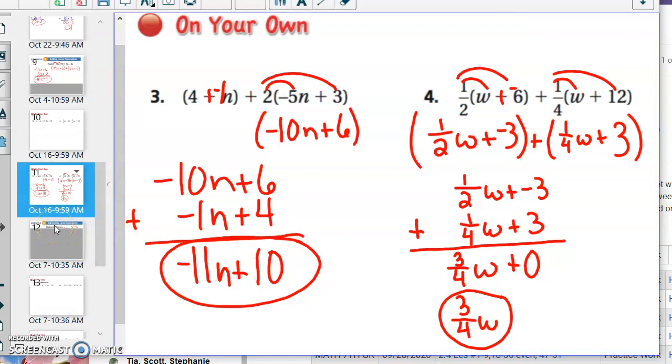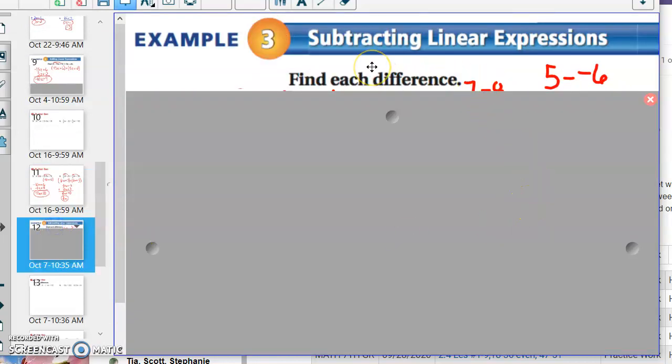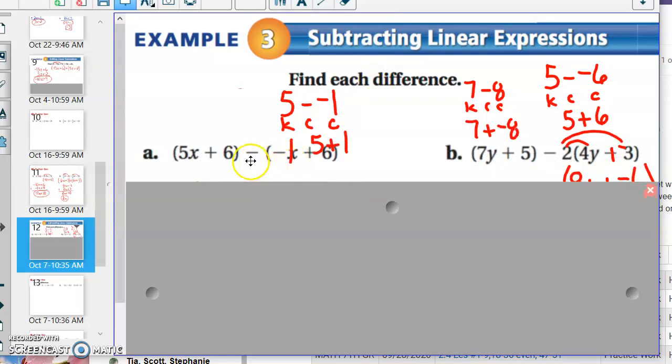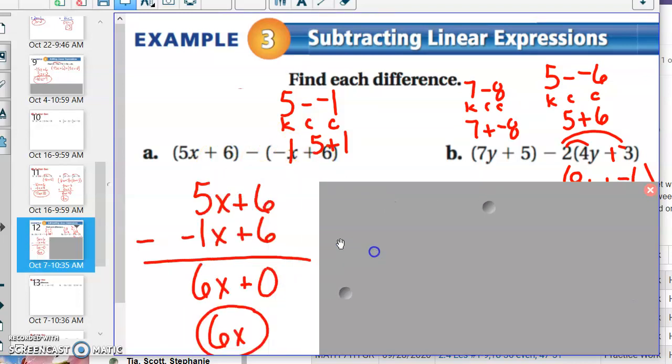Now it's going to get a little bit trickier. Now instead of adding, we are going to be subtracting. So we have to remember how we subtract integers. Keep, change, change. So first thing I did was I put a 1 in front of there, and then I set them up vertically, but remember I'm subtracting them now. So 5x minus a negative 1x, if I keep, change, change, that actually turns into 5 plus 1, which is 6x. 6 minus 6 is of course 0, so then this one would just simplify to be 6x.